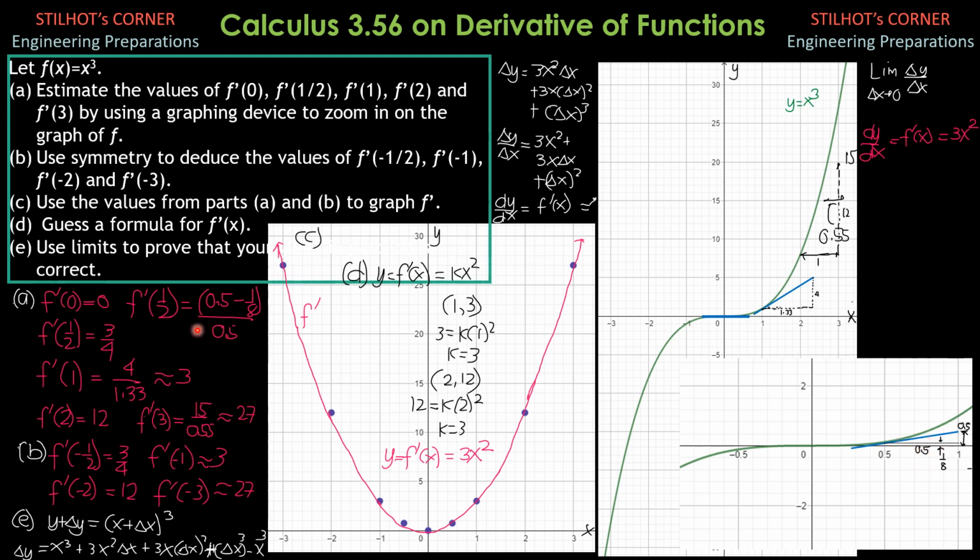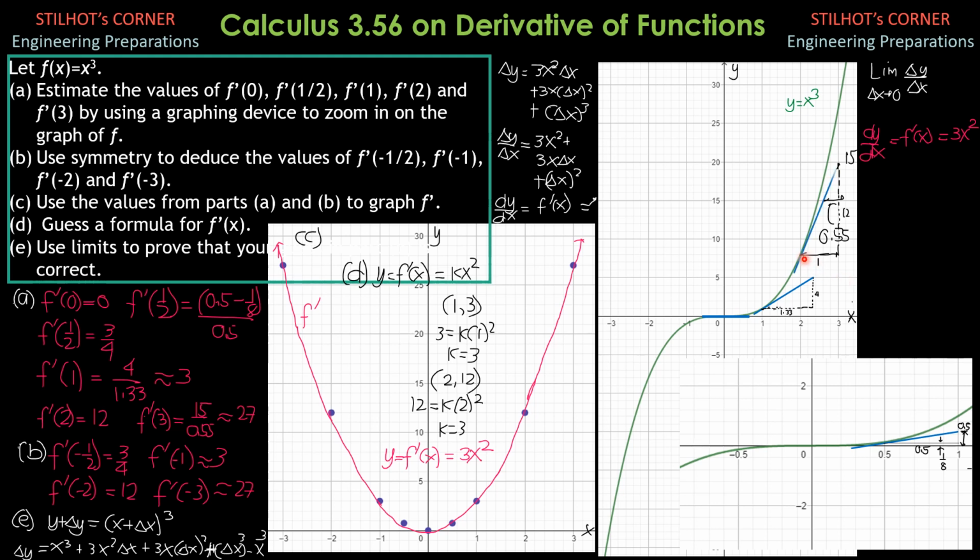So f prime of 1/2 is rise 0.5 minus 1/8 divided by 0.5. So f prime at 1/2 is 3/4. Then f prime at 1, when x is 1, somewhere here, we have 4 over 1.333. So that's about 3.